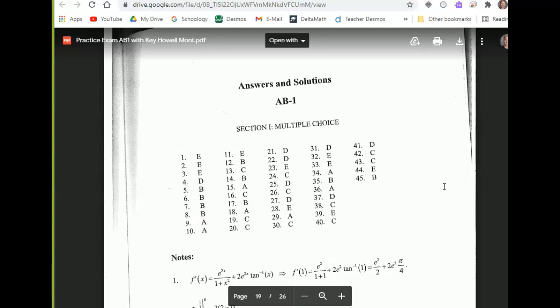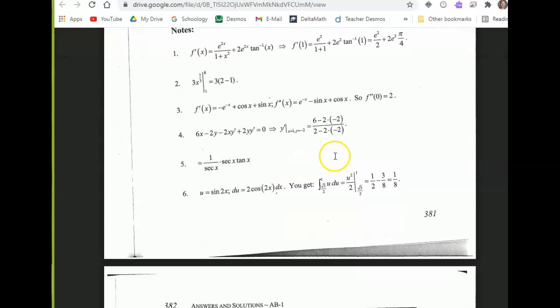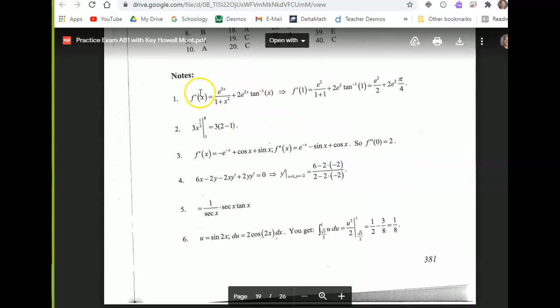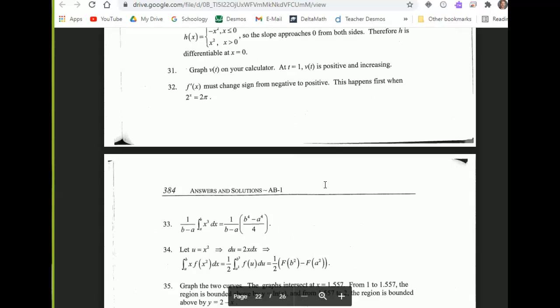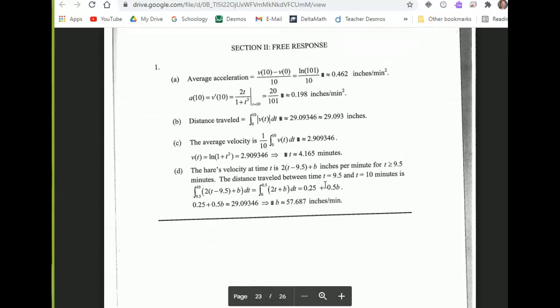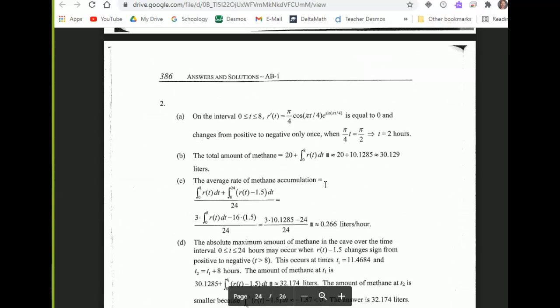Hey, Strub, I got this problem wrong. Can we go over it? I don't understand it. And we can do that. But here are all the answers for the multiple choice. And here are all the worked out solutions for the multiple choice. So they tell you how to do it. And even by looking at some of it, you might look at it and be like, I have no idea how they did that. Right? So we have all the worked out solutions for multiple choice.